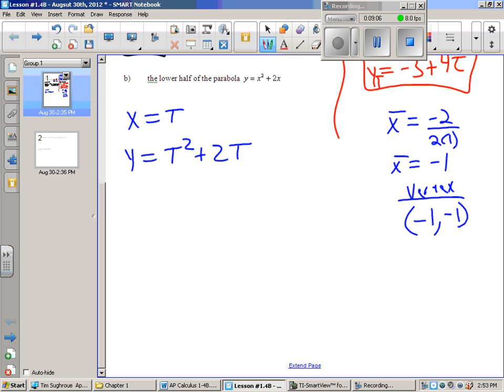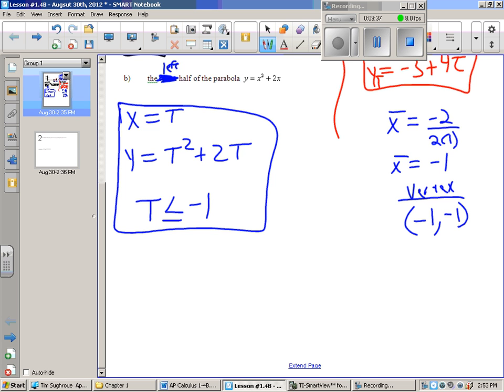So the bottom line is we can only graph this particular situation if we want the lower half. First of all, that doesn't make sense, the lower half. It's either the right half or the left half. Let's say we want the left half. So cross that out. This should say left half of the parabola. If we only want the left half, we want to graph it when t is less than or equal to -1. This is how I'm going to have to set up my parametric equation. That's the answer that the book is looking for right there.